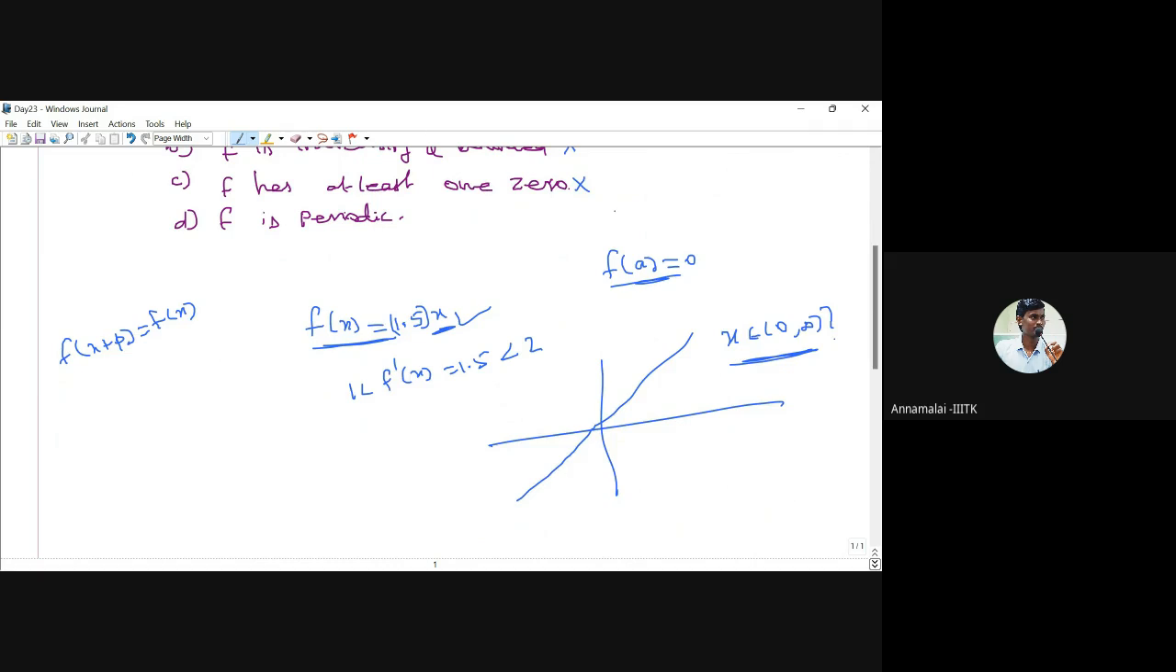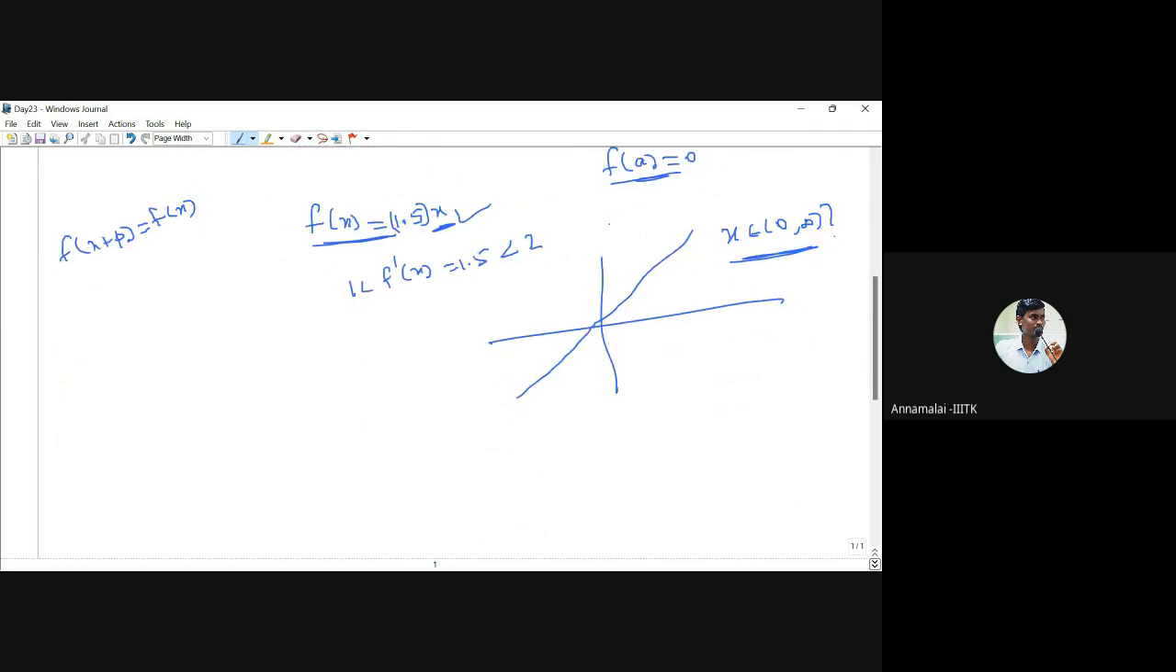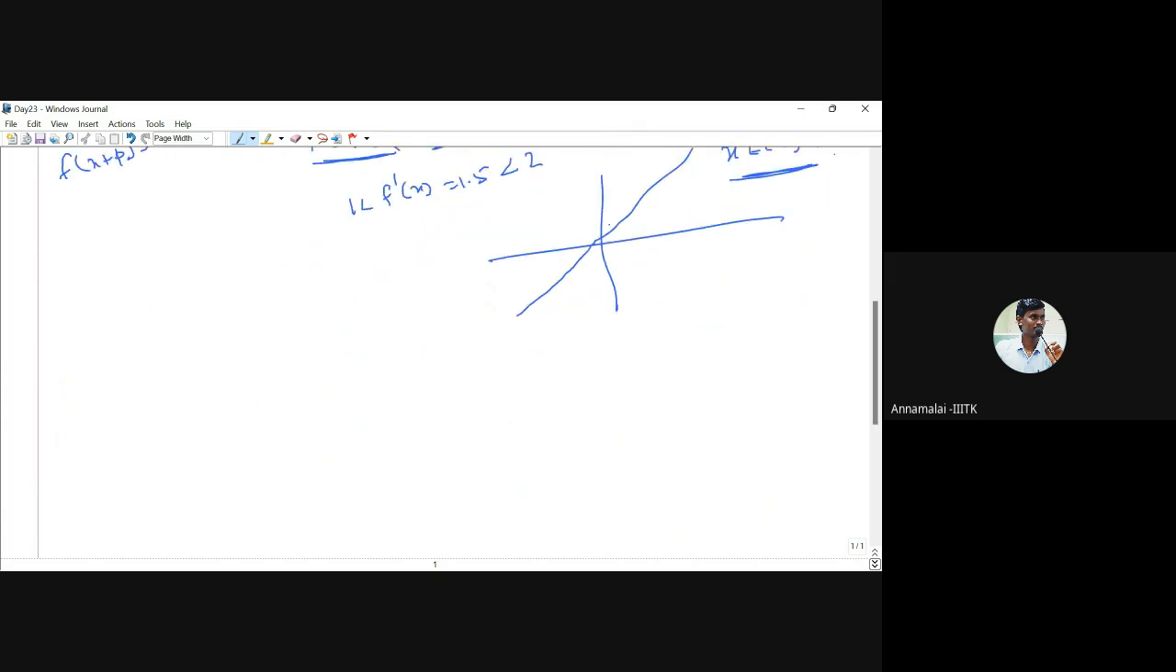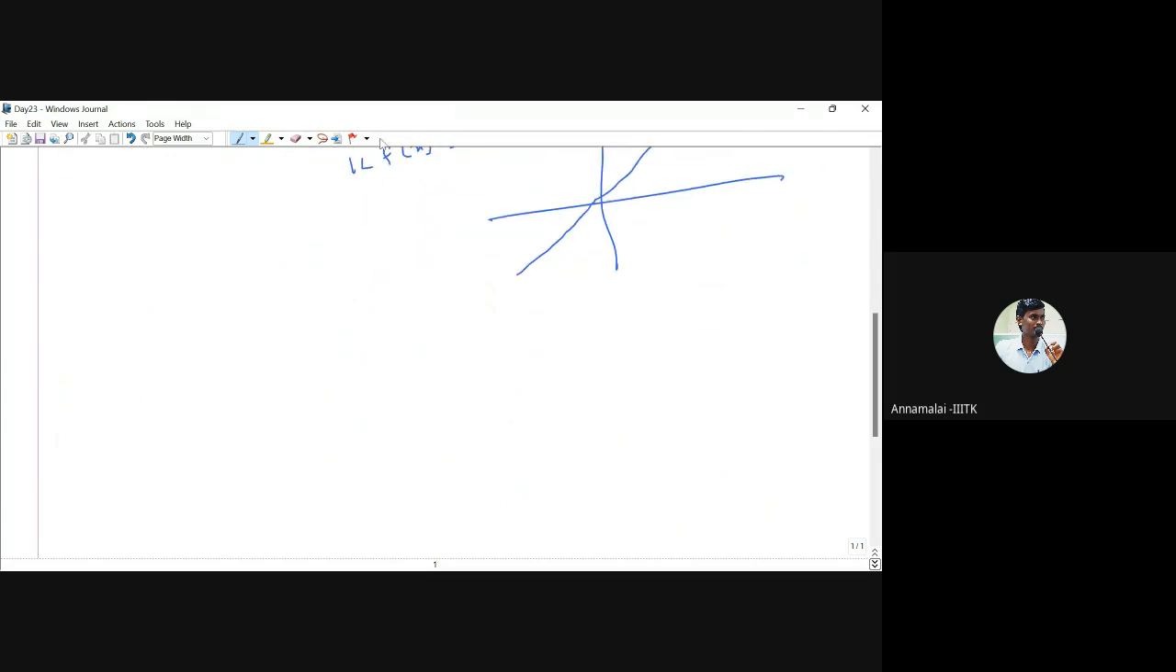Now, the next problem. Second problem: which of the following statements is true about the series, summation n equals 1 to infinity, of the alternating series minus 1 power n into 2n factorial, whole divided by n power 2n? What can you say about the series?